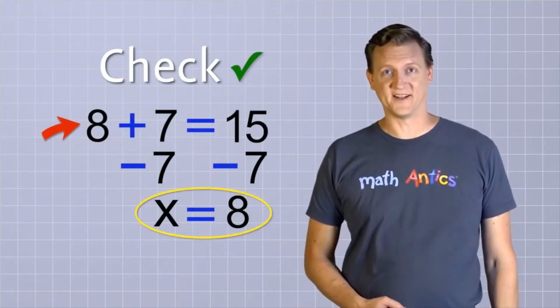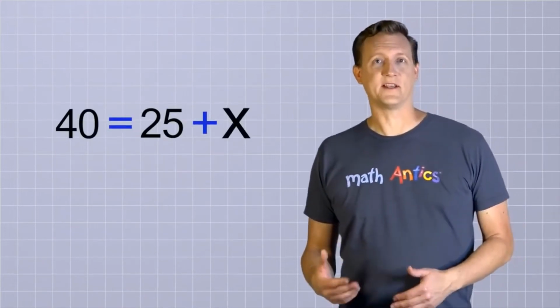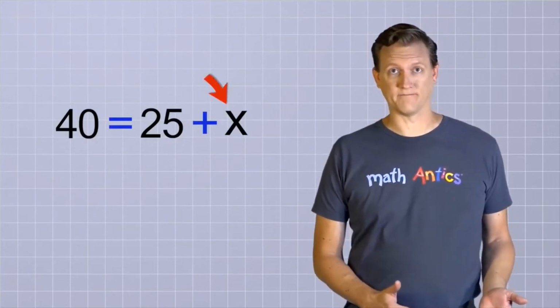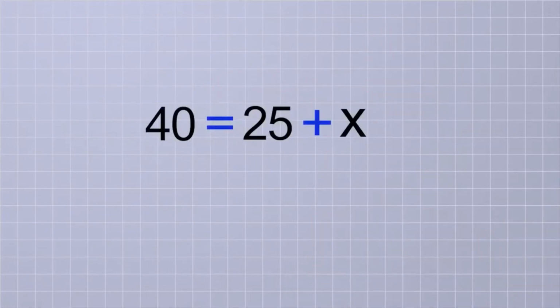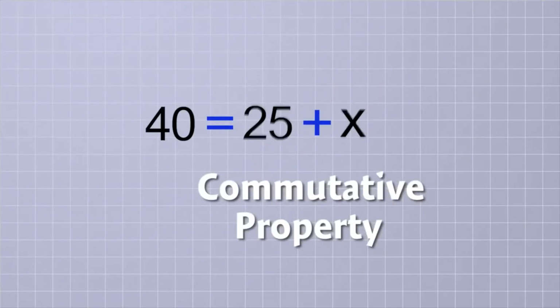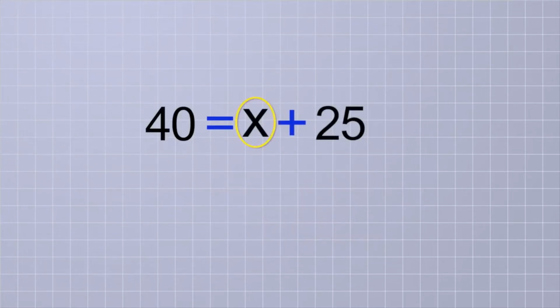Pretty cool, huh? Let's try another one. 40 equals 25 plus x. This time, the unknown value is on the right-hand side of the equation. Does that make it harder? Nope. We use the exact same strategy. We want to get x by itself, but this time x is being added to 25. But thanks to the commutative property, that's the same as 25 being added to x. So to isolate x, we should subtract 25 from that side of the equation.